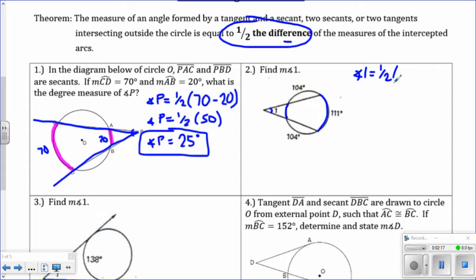Well, we know the larger one is 111. Okay, so it's a larger intercepted arc. Now we have to find the smaller one here. Well, we have a full circle, which is 360. And if you add up those 3 arcs, the 104, 104, and 111, you get 319. So we're just going to subtract that from 360 to get that intercepted arc. And it comes out to be 41 degrees. So 41 degrees is the smaller intercepted arc. So to get angle 1, we're going to take half of, subtract those 2 arcs, we get 70. And half of 70 is 35.